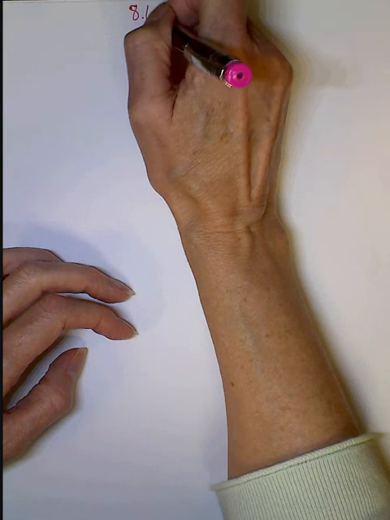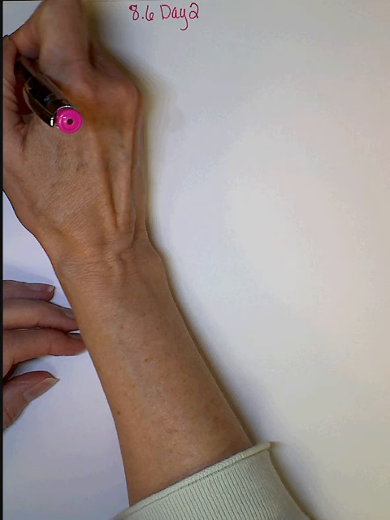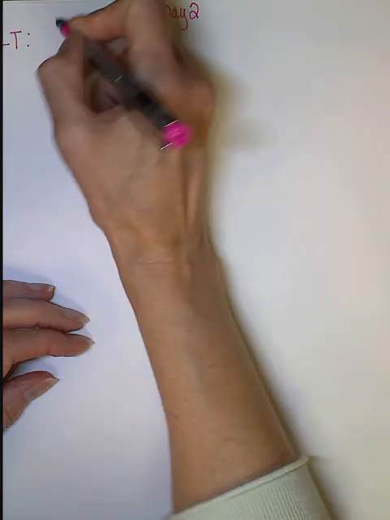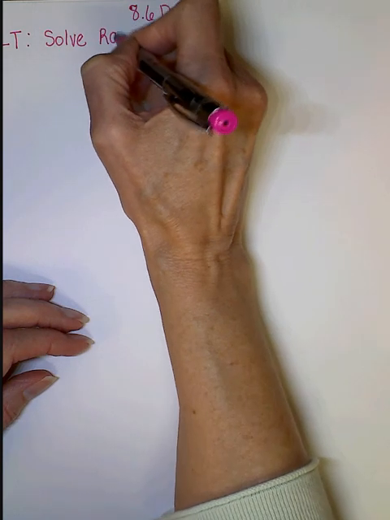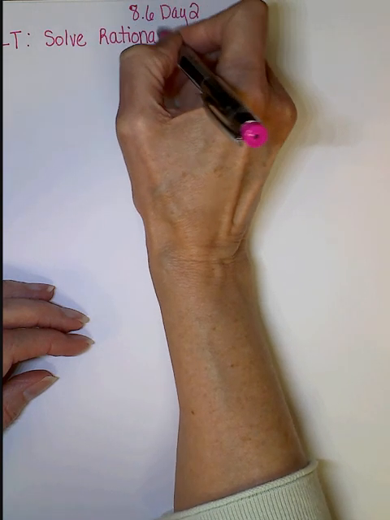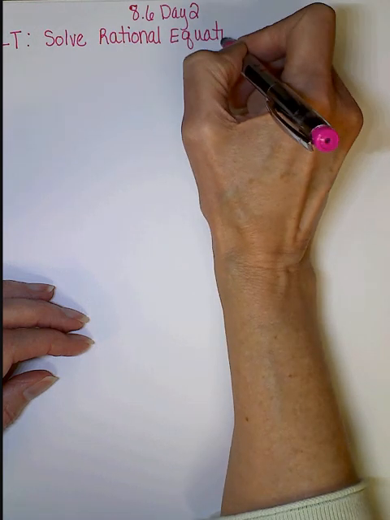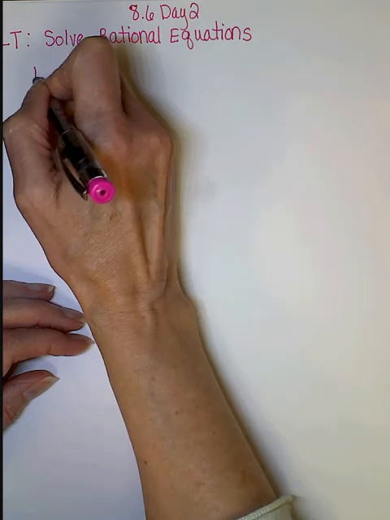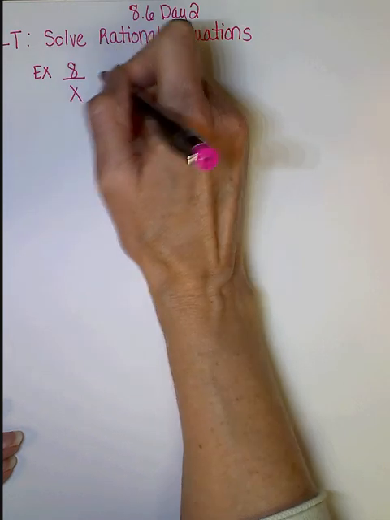Now we're going to do 8.6 day 2. We'll have to get our common denominator this time, so it's a little bit harder. Okay, so we're still solving rational equations. All right, so this one isn't too bad.